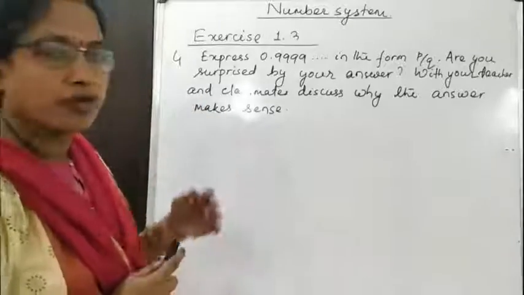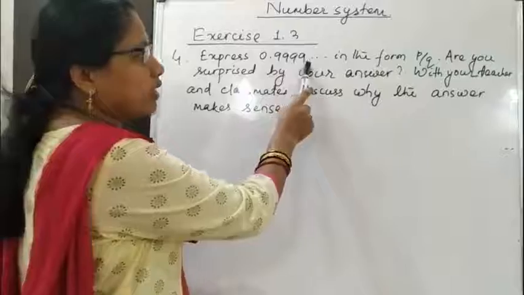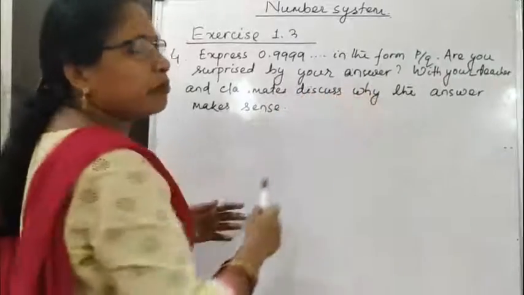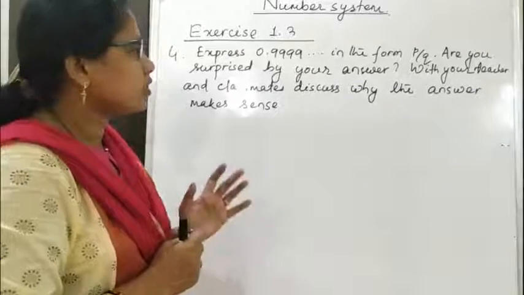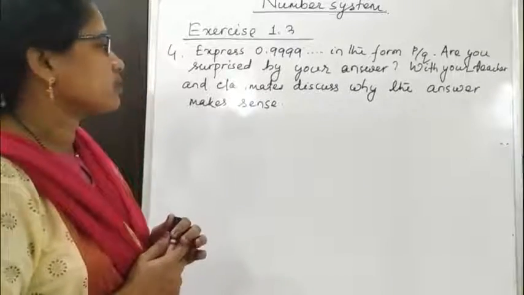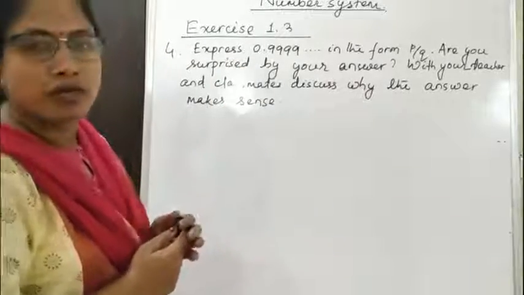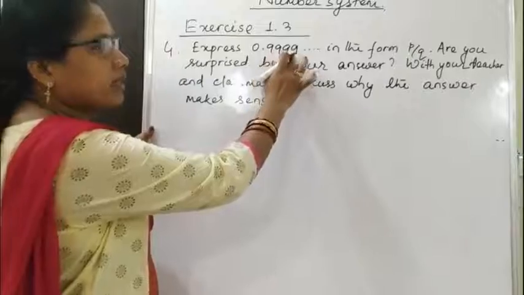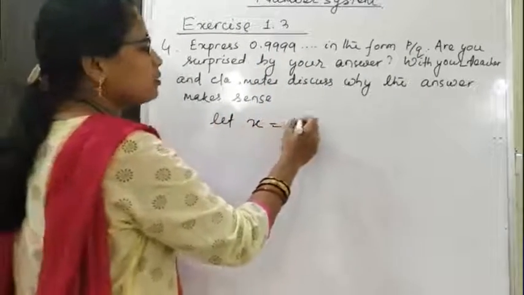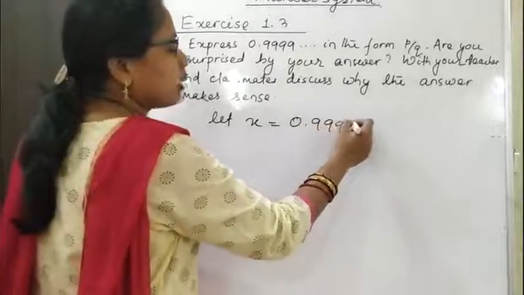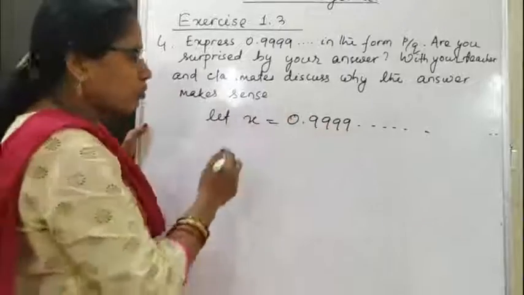Here question number 4 of exercise 1.3. Express 0.9999 up to infinity in the form of p by q. Are you surprised by your answer? With your teacher and classmates discuss why the answer makes sense. So let us find the p by q form of 0.9999 up to infinity. So let x is equal to 0.999 up to infinity. What if we multiply 10 in both the sides?